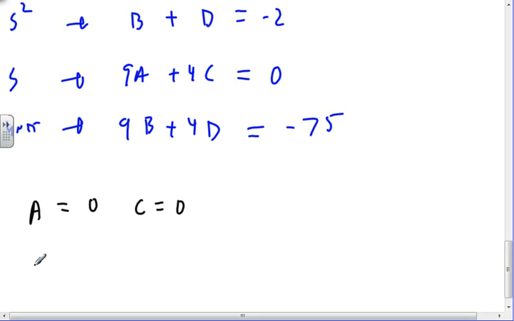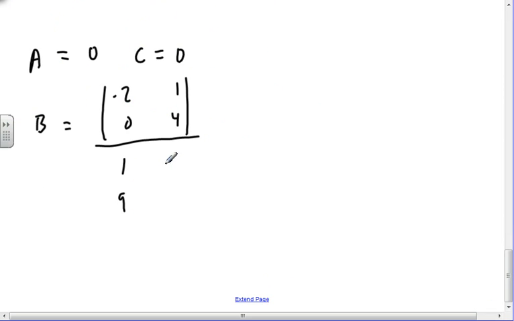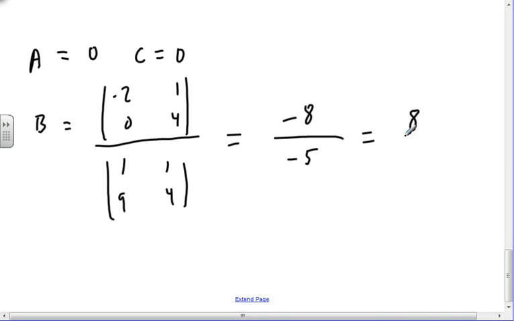So now we're looking to solve for B. B is equal to, minus 2, minus 75 in the top row, 1, 4, using Cramer's rule, divided by 1, 9, 1, 4. Okay, so I got minus 8 over 4 minus 9, which would be minus 5. So B is 8 over 5.